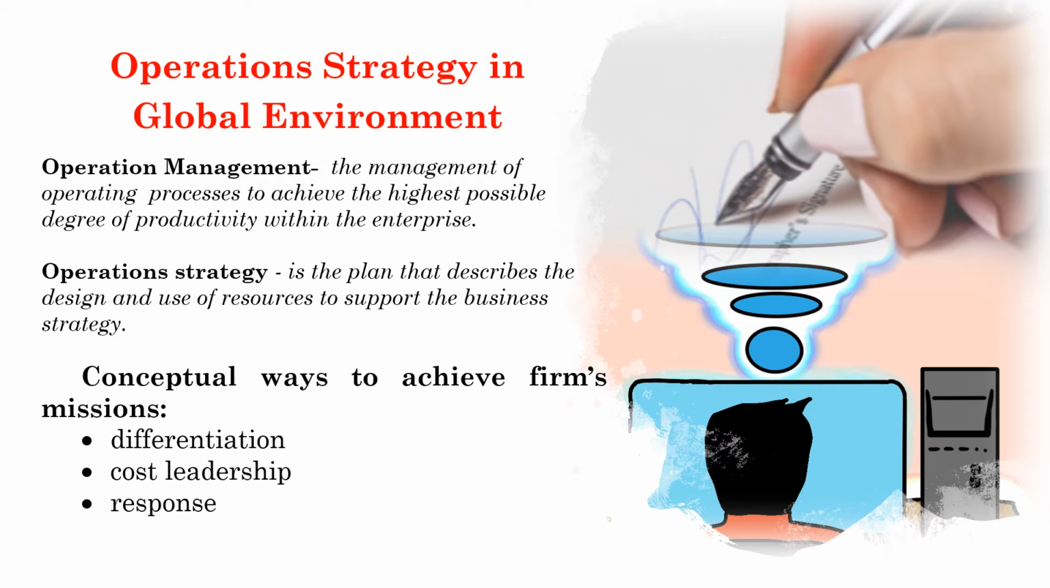Operations management is the management of operating processes to achieve the highest possible degree of productivity within the enterprise. It is concerned with turning resources and labor into goods and services as effectively as possible in order to maximize the income of an enterprise. It requires the use of resources and staff, supplies, equipment, and technology.